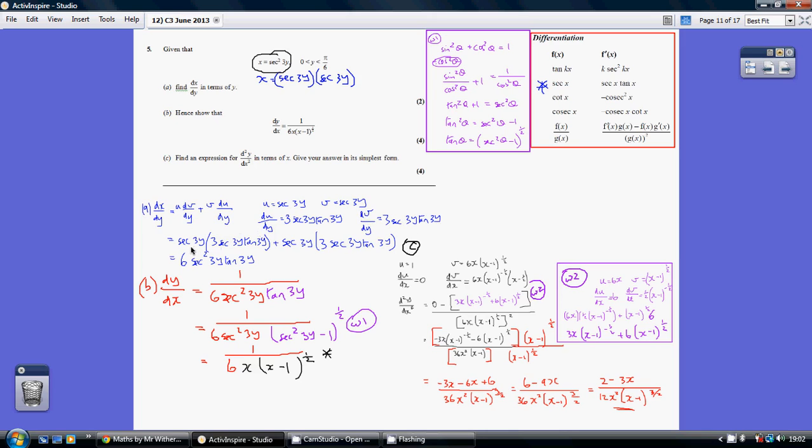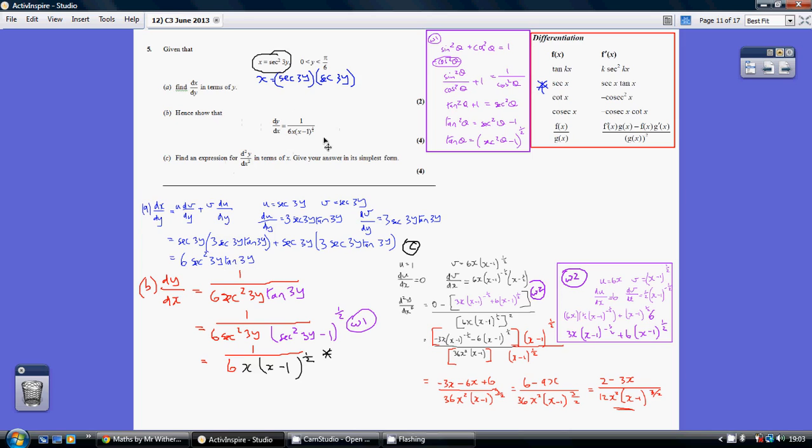So following the product rule, u times dv/dy plus v times du/dy gives us this, which is just 2 lots of the first and the second term, so 6 lots of sec squared 3y tan 3y. Now for part B, we've got to show this.